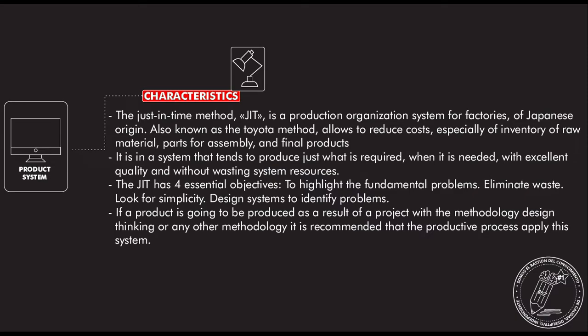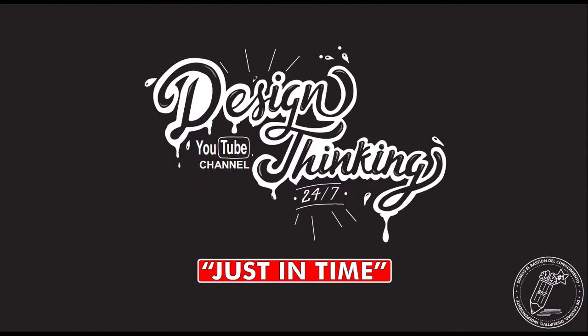Just in time has four essential objectives: to highlight the fundamental problems, eliminate waste, look for simplicity, and design systems to identify problems. If a product is going to be produced as a result of a project with the design thinking methodology or any other agile methodology, it is recommended that the production process is applied with this system.